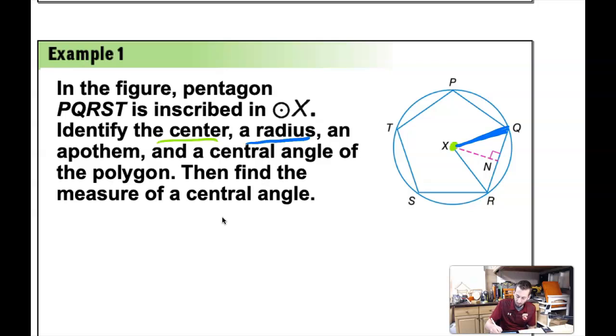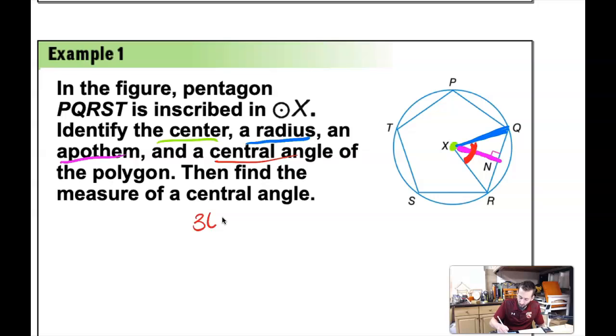The apothem is actually already in pink, so we don't need to really do that, but that would be an apothem. And then the central angle, which I said was in red, would be this angle right here. Okay, and it says to find the measure of the central angle.